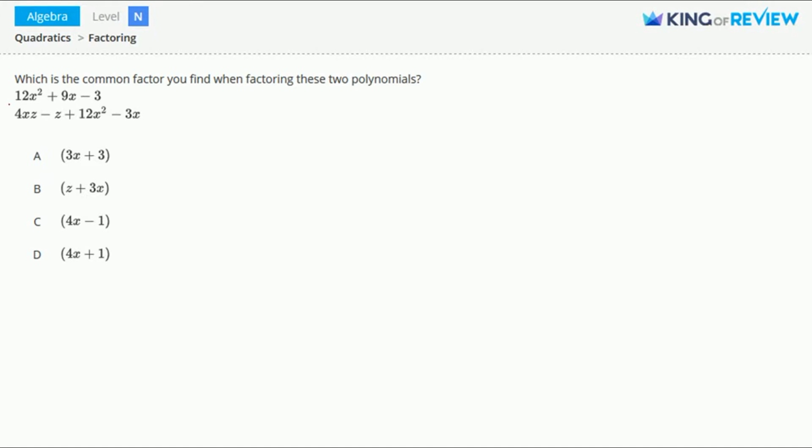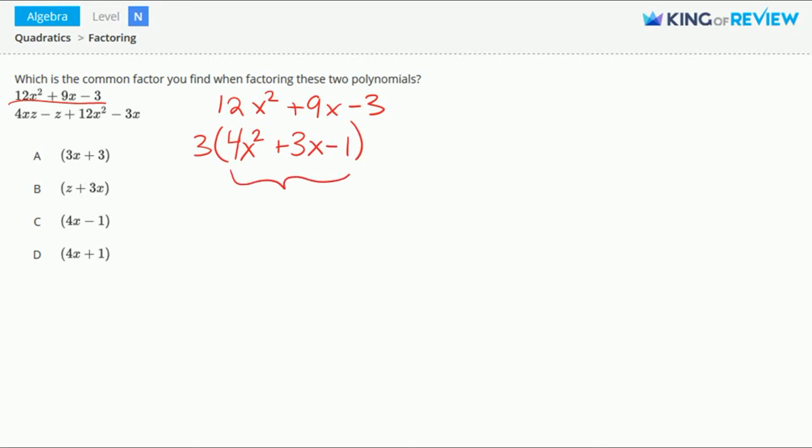I'll start by factoring this first polynomial here, and I'll do this one in red. So we have 12x squared plus 9x minus 3. We can factor out a 3, so this gives us 3 times (4x squared plus 3x minus 1). Now let's factor this portion here.